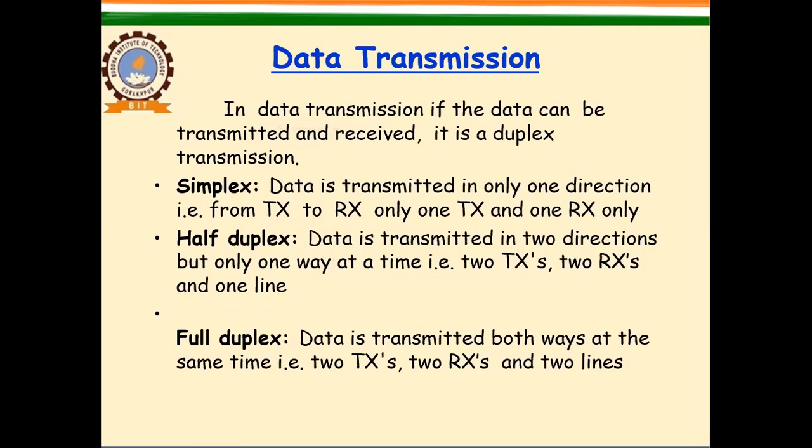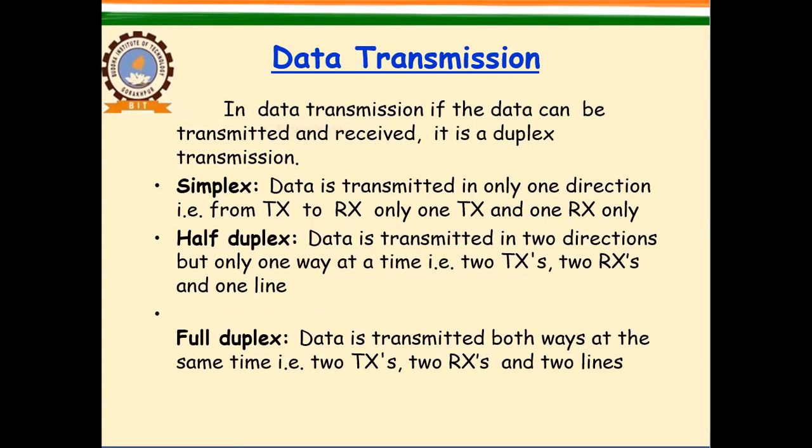So, what is data transmission? As the basis of communication is transmission, if we are communicating, then certainly we are transmitting some data. So, what is data transmission? In data transmission, if the data can be transmitted and received, it is a duplex transmission. Means data is transmitted, and not only is it transmitted, but it is received at the receiver end. So, it is called a duplex transmission.